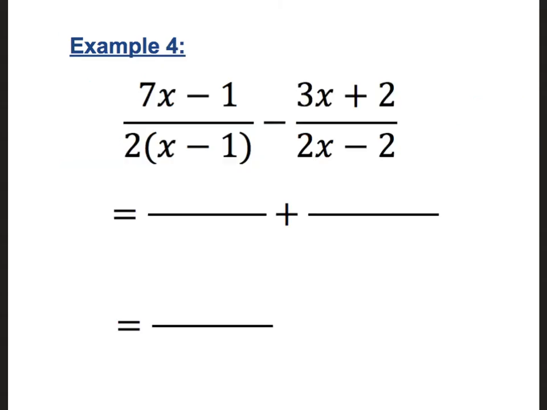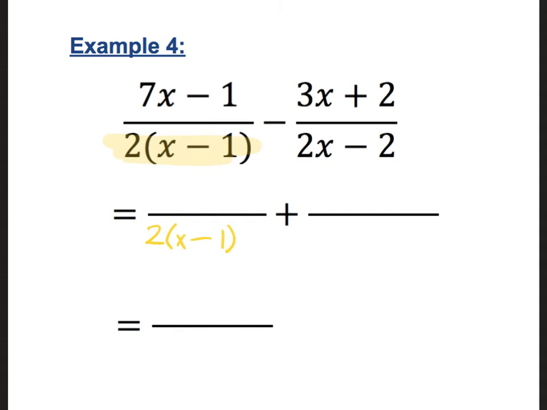All right, for your second one, well, I guess your fourth one really, you're doing 7x minus 1 divided by 2 times x minus 1, minus 3x plus 2 divided by 2x minus 2. So again, you want to double check and make sure you have a common denominator. I notice the first one is 2 times x minus 1. That one's already factored, so I'm going to go ahead and write that for my second step.